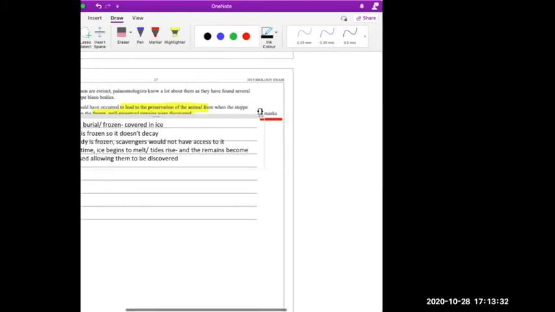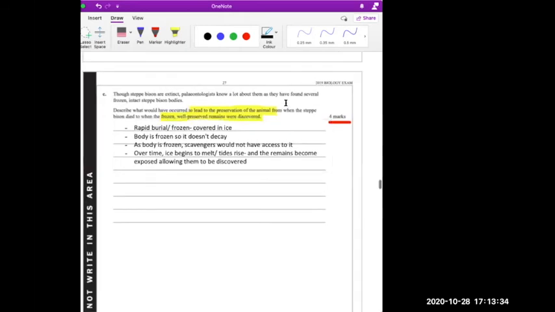So you need to address the things that they're asking for, right? They want a point about when it died, they want a point about when it was discovered, and then the two in the middle are up to you.